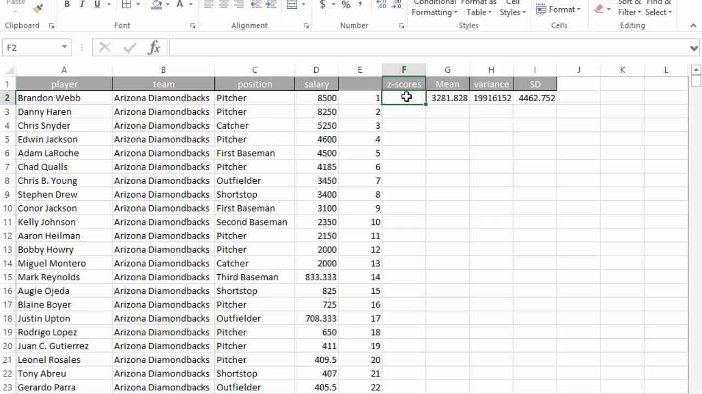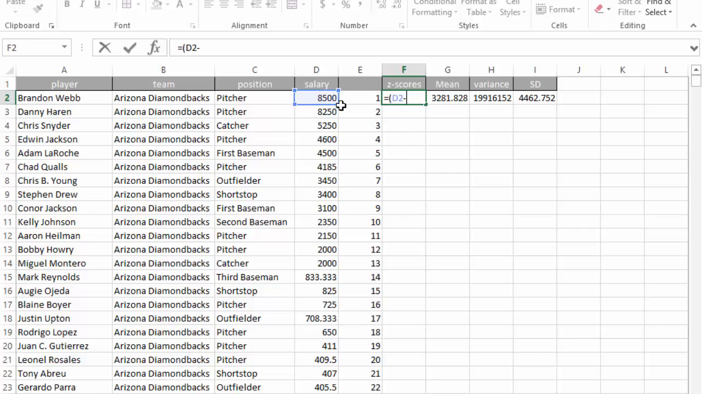So I'm going to show you the z-score for Brandon Webb. Brandon Webb's salary is 8,500, or $8.5 million. So what is his z-score? We're going to use the formula, which is z equals x minus x bar, divided by s, right?